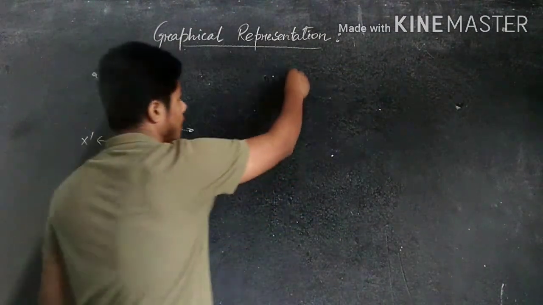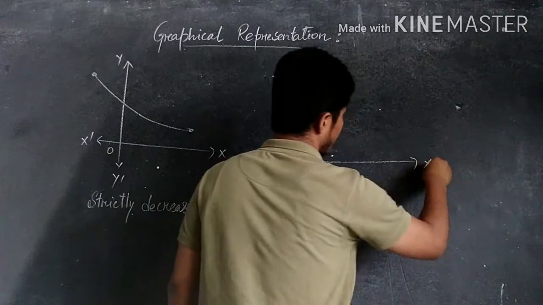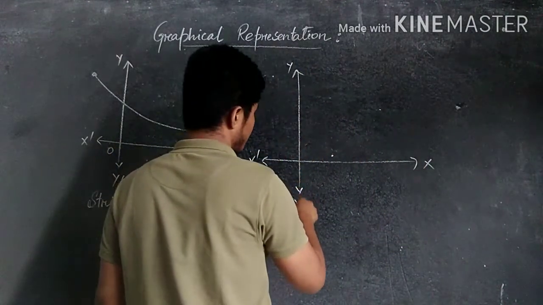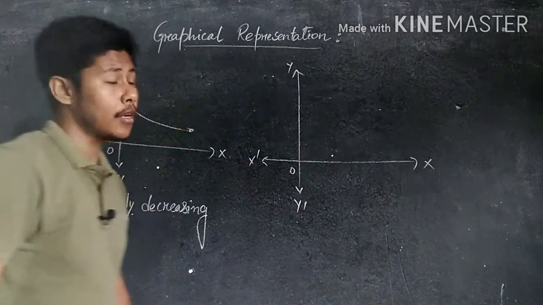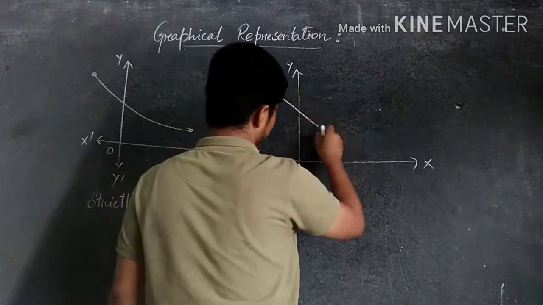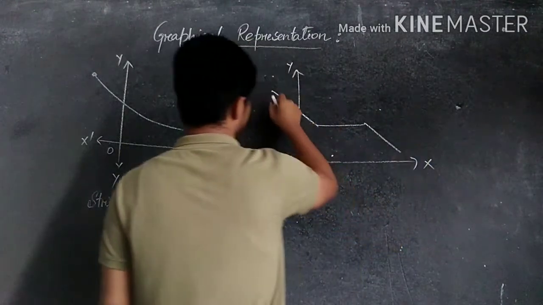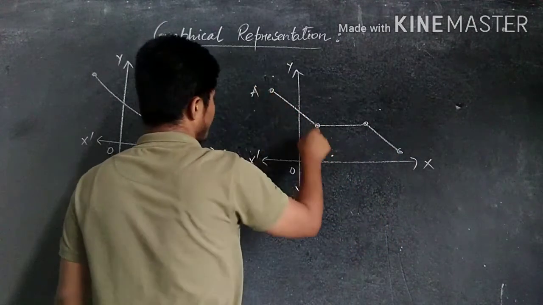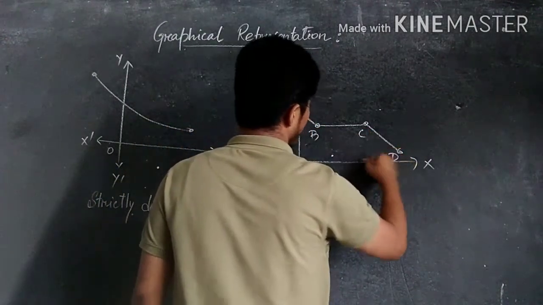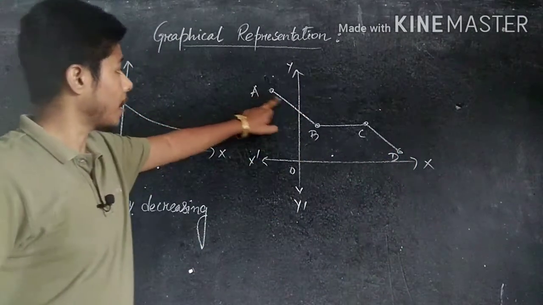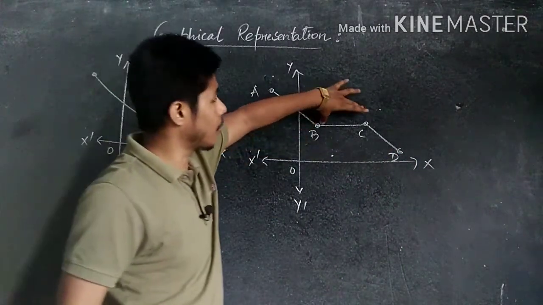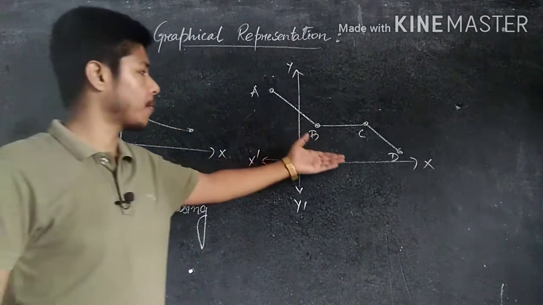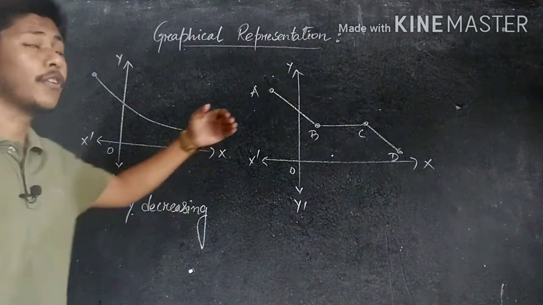So if we consider another graph here, suppose this one. So here x, this one is y, and here it is x dash and this one is y dash, if we consider 0. Now if you denote some names here A, B, C and D, you see from A to B decrease, B to C equal, and again C to D decrease. So in this case this type of graph we can say is a decreasing function.